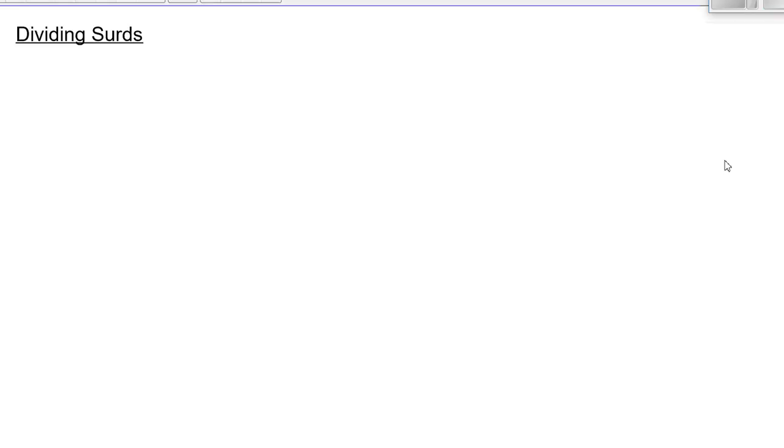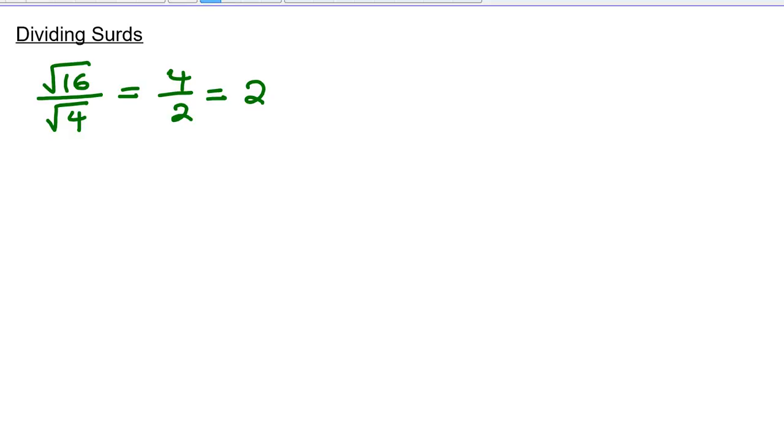Division of surds, there's a pattern that I want us to look at and see if it can help us to understand this concept. So suppose you're asked to find the answer to this question: square root of 16 divided by square root of 4. Now we know that this will be equal to square root of 16 is 4, square root of 4 is 2, and that will be equal to 2.